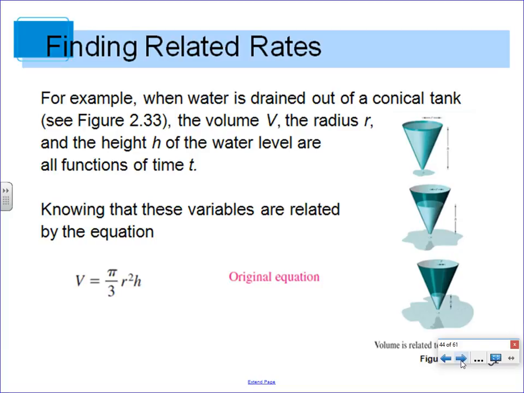In order to figure out how their rates are related, we have to think about how the quantities are related first. So the way that we start with figuring out how their rates are related, which they are, but they're not necessarily the same, is with the relationship between the quantities. If we're talking about water in a cone, we have the quantities volume and radius and height, right?